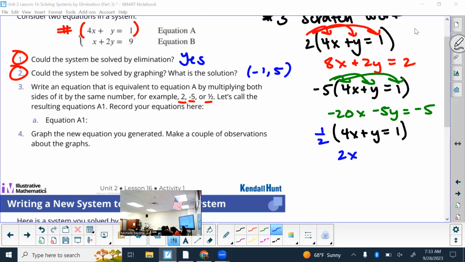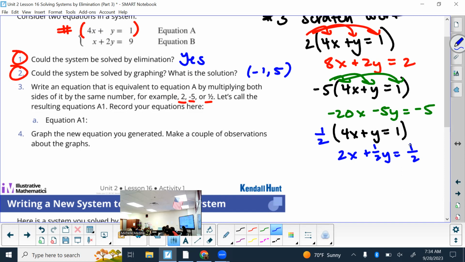And then what's 1/2 times y? 1/2 y. Good. And what's 1/2 times 1? 0.5. Good. I'm gonna put up as 1/2, but still, yeah, 0.5 is the same as 1/2.